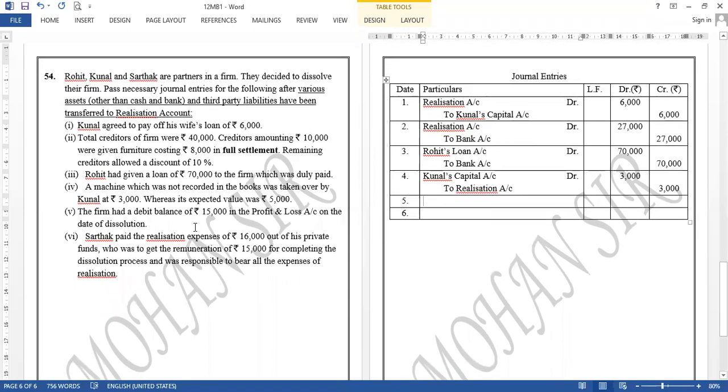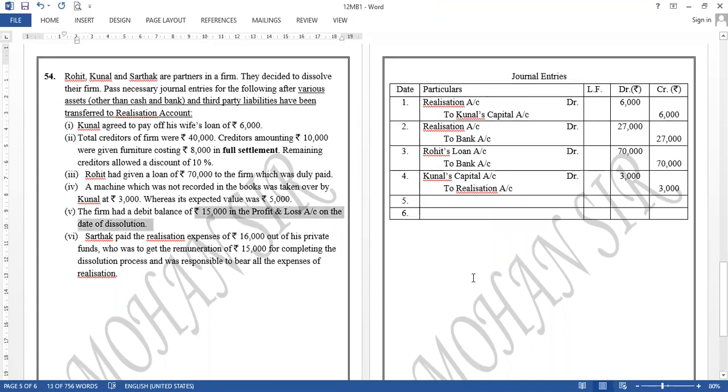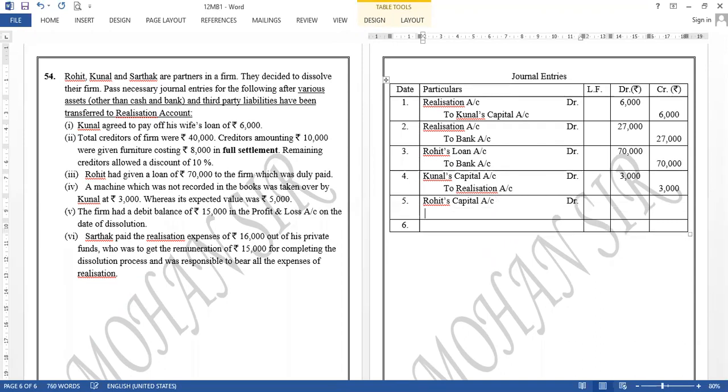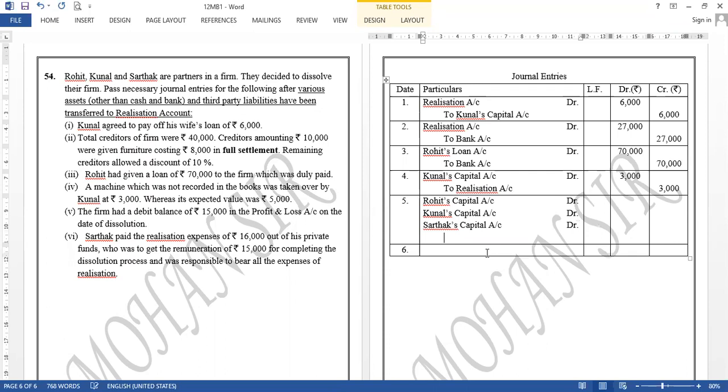Okay. Firm had a debit balance of 15,000 in P&L account on the date of dissolution. P&L account debit balance. It's a loss. क्या करेंगे? Sir, partners to P&L account. Debit to P&L account. Correct. Okay. तो Rohit's capital account to be debited. ठीक है. Kunal's capital account debit. Okay. Then Sarthak's capital account to be debited. Okay. To profit and loss account.